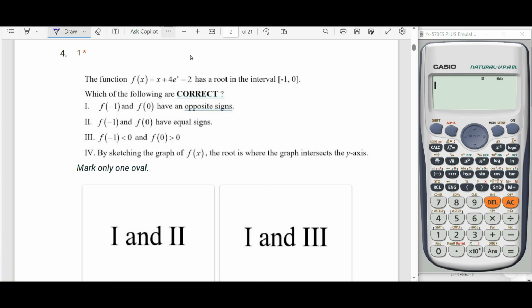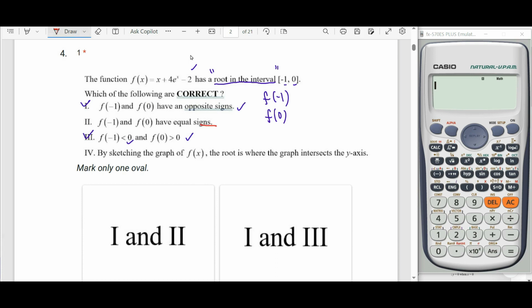For the first question, the given function has a root in the interval of -1 and 0. So by the algebraic method, we are going to substitute -1 into the function and 0 into the function. Since it has a root in the interval, it means you are having opposite signs. One is negative, one is positive. So statements 1 and 3 are correct.